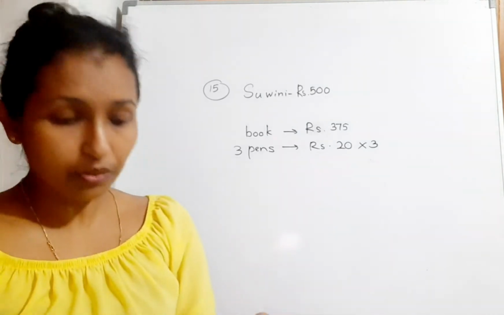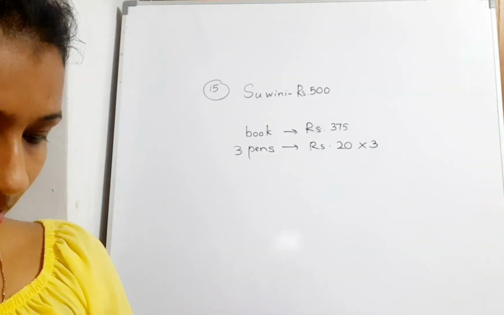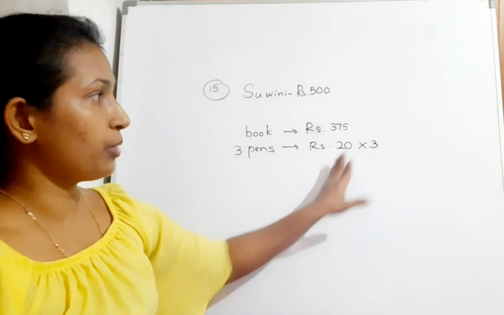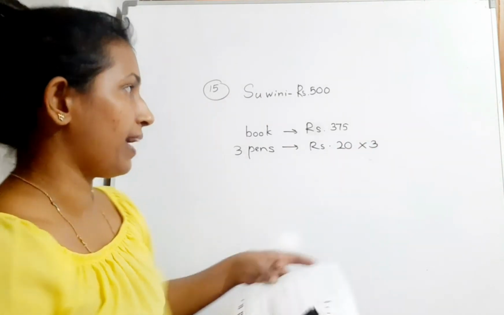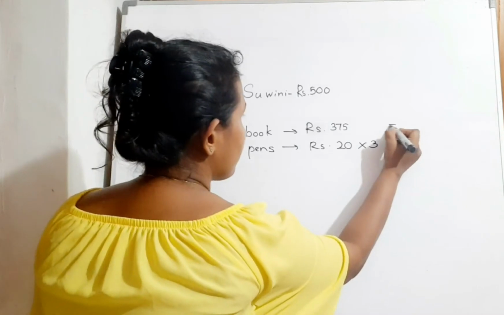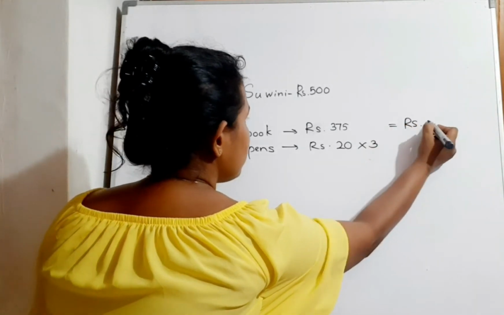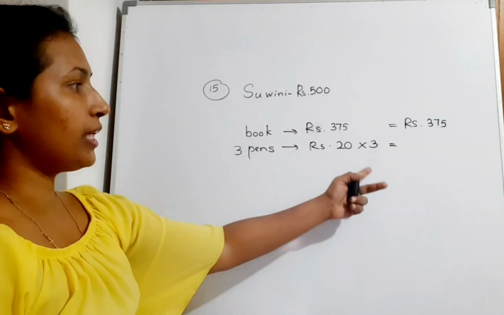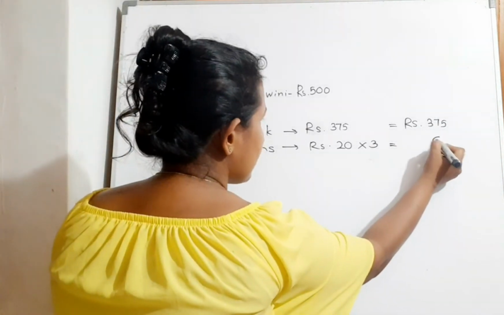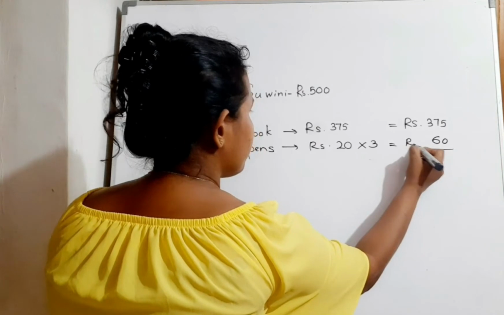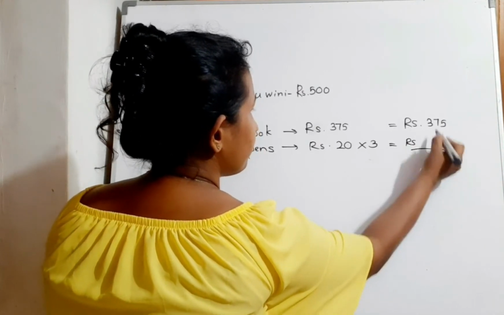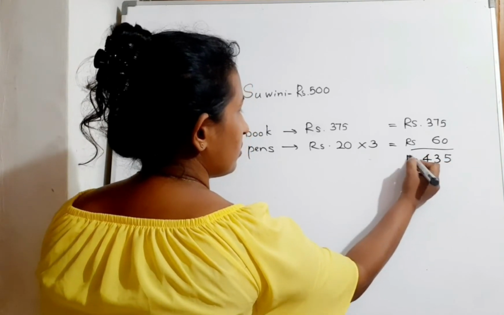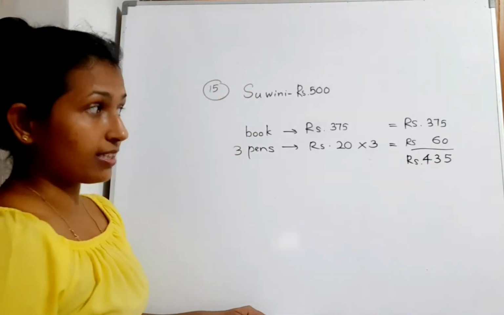Yes, we have to find the balance now. So first of all, you have to find the total cost she paid. Then here for the book 375. Then for 3 pens, 20 into 3 means 60. Then what is the total? 5. This is the total cost she had to pay.